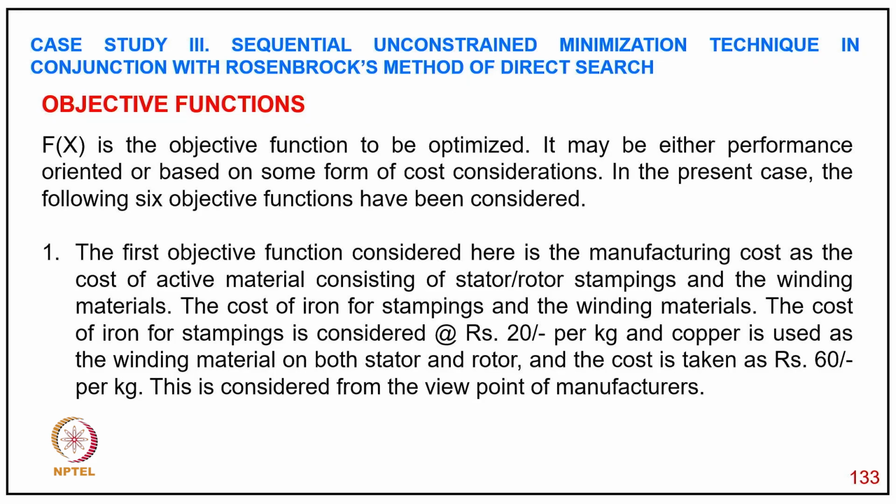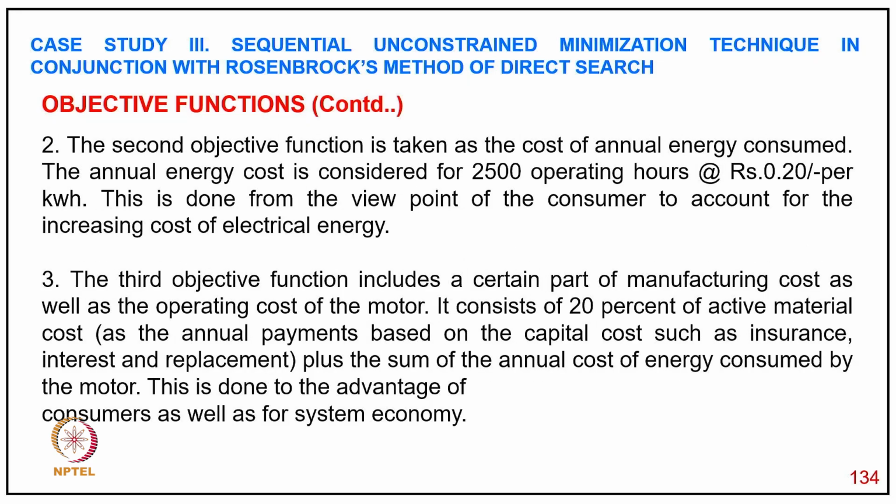The first objective considered is the manufacturing cost, as the cost of active material, consisting of stator and rotor laminations and winding material. The cost of iron for stampings is considered as 20 rupees per kg, and copper for winding material is 60 rupees per kg. So you consider it from every point of manufacture.